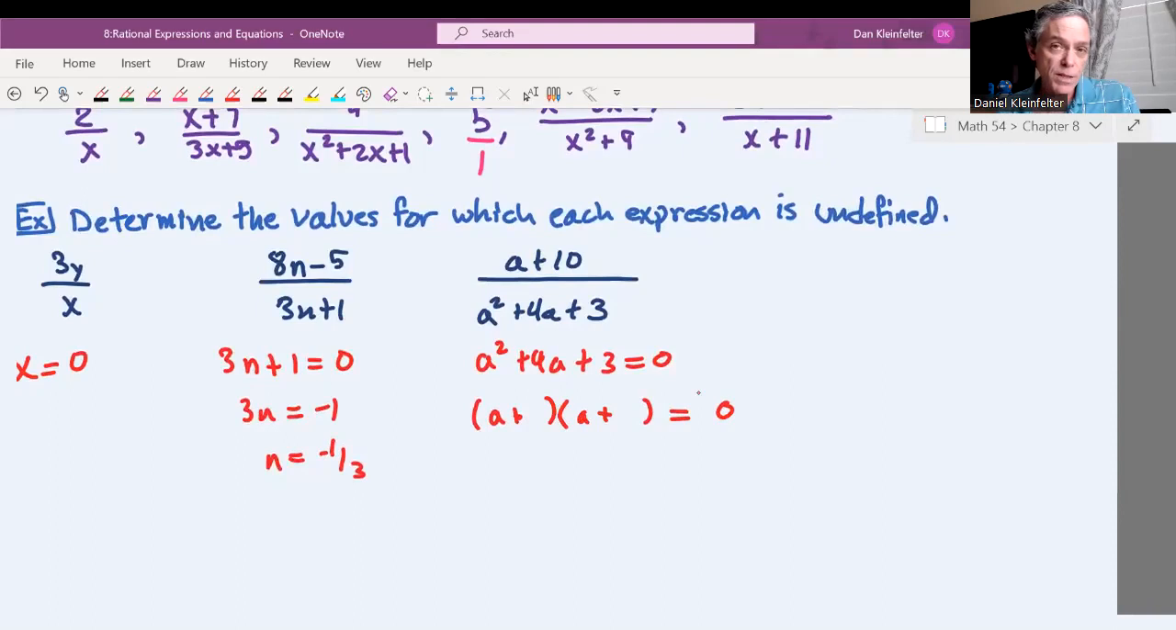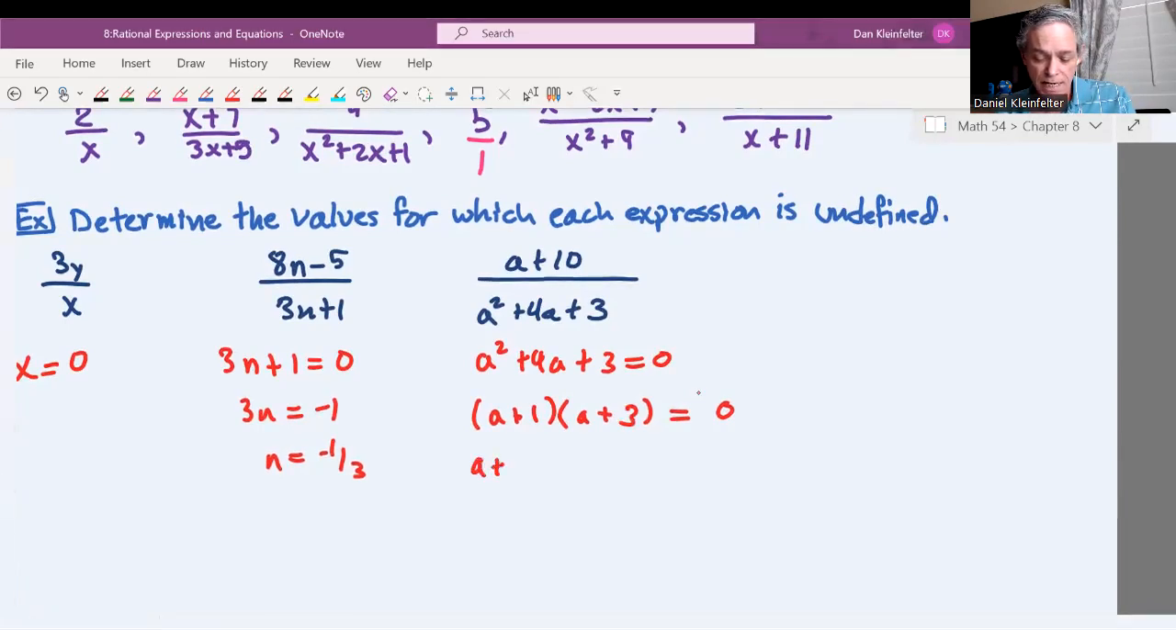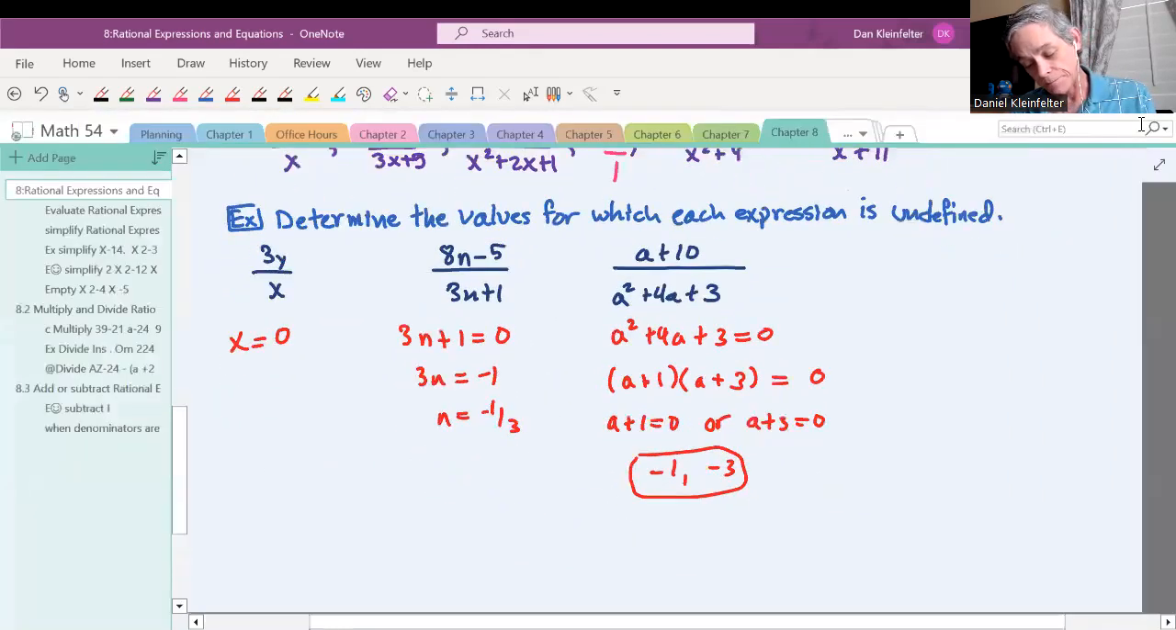We're looking for two numbers that multiply to be 3 and add up to be 4, and that should be 1 and 3. And so using the zero product property, either a plus 1 is 0 or a plus 3 is 0. So that means that either a is negative 1 or negative 3. Those would be the two values that we would need to exclude as they make the expression undefined.